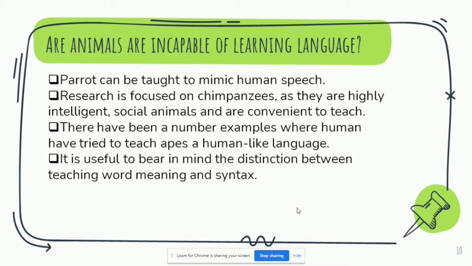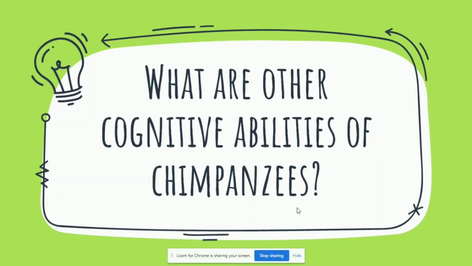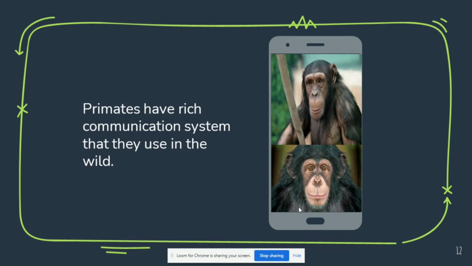There have been a number of examples where humans have tried to teach apes a human-like language. It's useful to bear in mind the distinction between teaching word meaning and syntax. An essential feature of human language is that it involves associating a finite number of words with particular meanings or concepts. So what are the other cognitive abilities of chimpanzees? Primates have rich communication systems that they use in the wild.